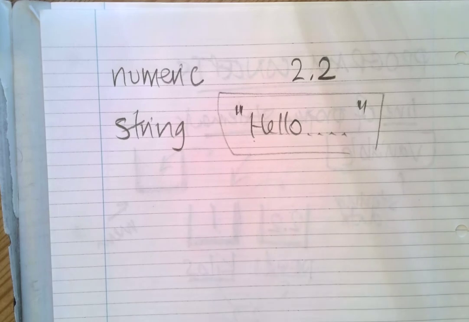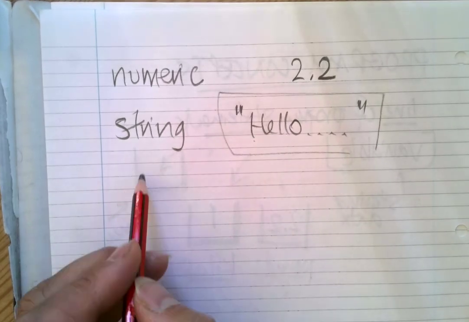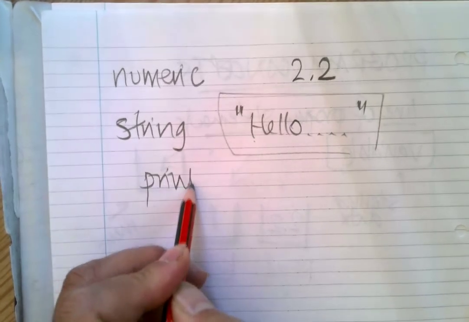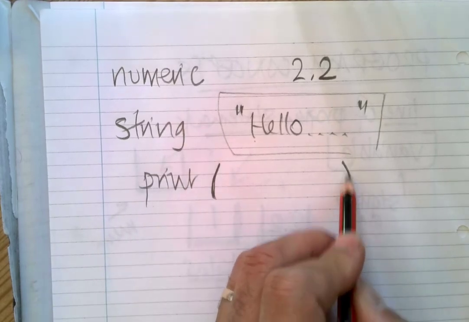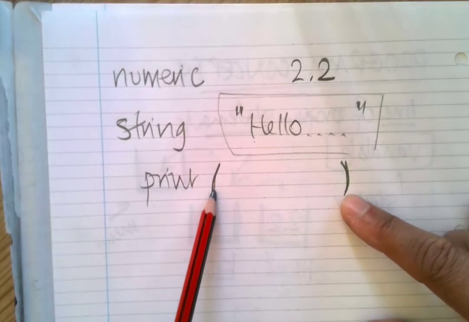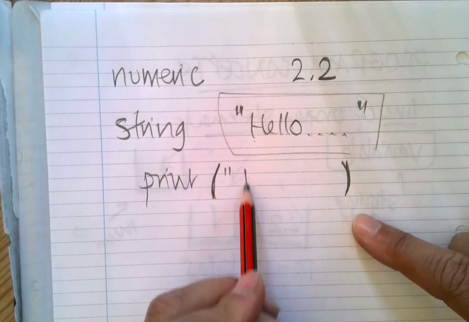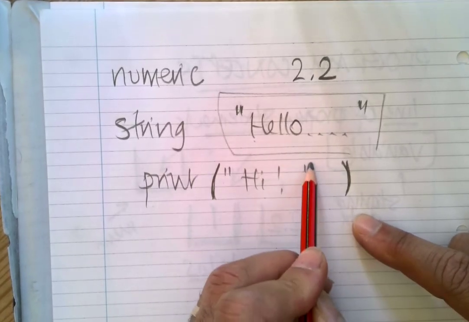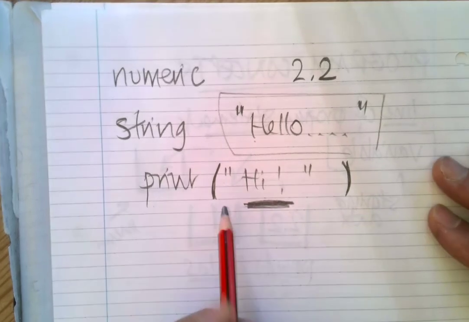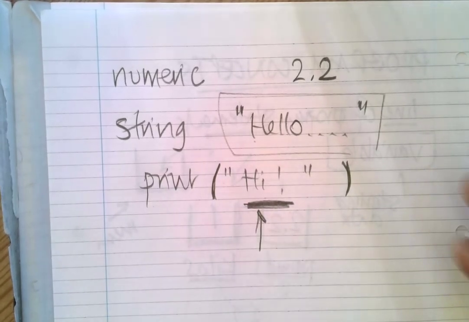If you want to put a prompt up for the user and you use a print statement, you always have a bracket, because the bracket says whatever goes inside the bracket is what you're going to print. If you use speech marks and say hi, close the speech mark, it'll put everything in there on the screen.